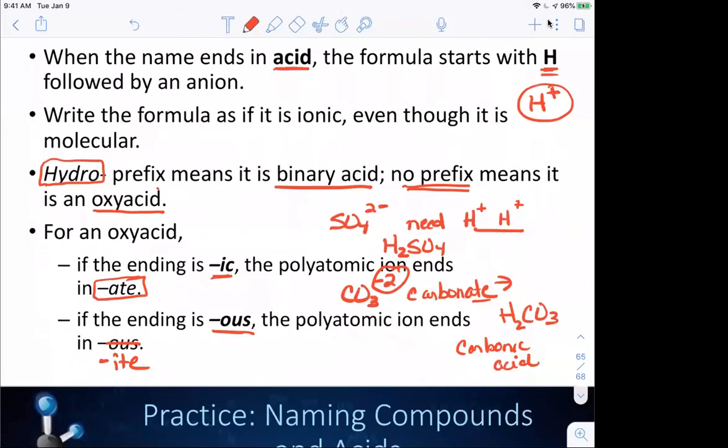If I have, let's say, PO3 3 minus. Well, if I write the acid for that, I'm going to have 3 hydrogen pluses to balance out that negative charge. This is called phosphite because it's got one less oxygen than phosphate. So this would be H3PO3, and this would be called phosphorous acid.